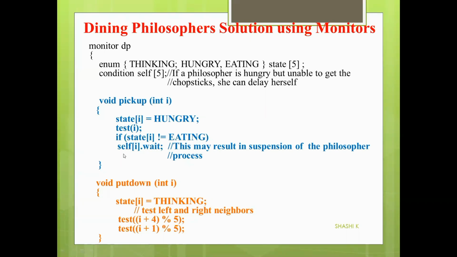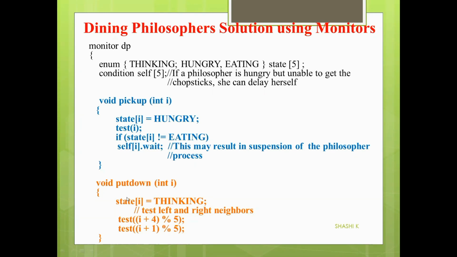How will he suspend? He will execute self of I dot wait. When he executes self of I dot wait, that philosopher is suspended, and he will be put in a waiting queue for that condition variable self. Okay, so after executing the pickup operation, the state of the current philosopher becomes eating. He will go to the eating state, and then after finishing eating, he will execute the put down operation.